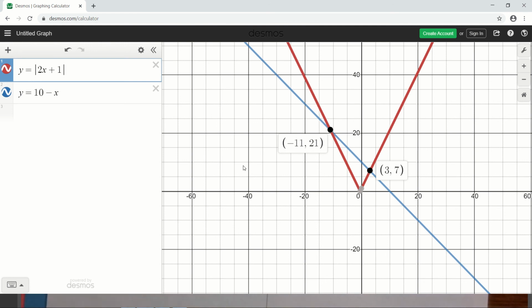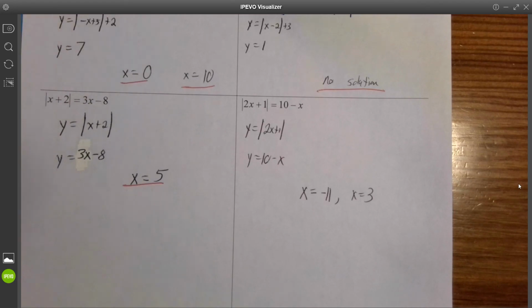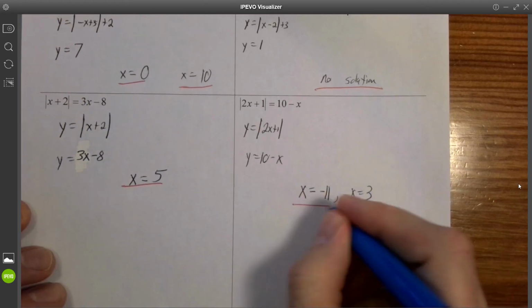And that happens at, you can't see where I'm writing, but I'll tell you in a minute, x equals negative 11 and x equals positive 3. I'm just looking at the x coordinate here and the x coordinate here. Just those right there.